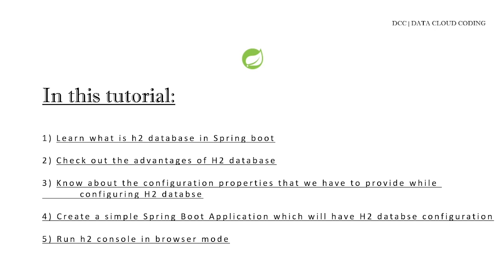The key points that we will be learning in this tutorial are: we will see what is an H2 database in Spring Boot. We will check out the advantages that come with using H2 database. We will know about the configuration properties that we have to provide whenever we are configuring an H2 database to use in our Spring Boot application. We will also create a simple Spring Boot application which will have H2 database, and we will see how we can run the H2 console in our browser. So let's quickly jump in to the first point.